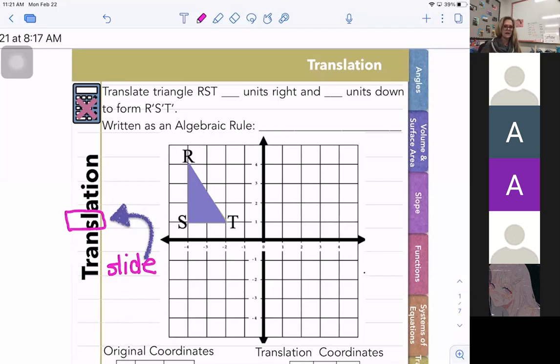In this case, what do I have first? What is that shape? It's a triangle, right? Yeah, it's a triangle. Hold on. Let me make this a little bit bigger for you guys.